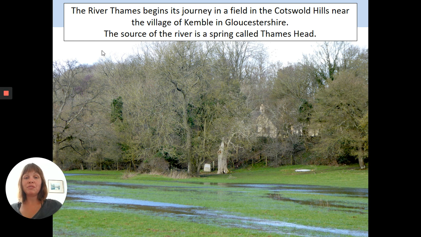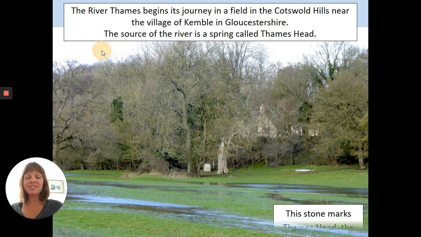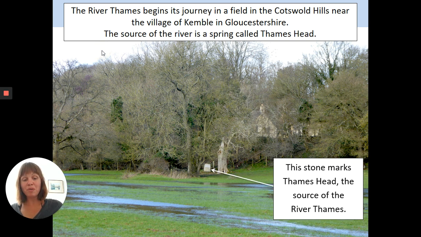And the source of the river is a spring, and it's called Thames Head. And you can see in this photograph, this stone marks Thames Head. The river is no more than a marshy sort of puddle at this stage, so very different from the River Thames that we know down in our part of the river.